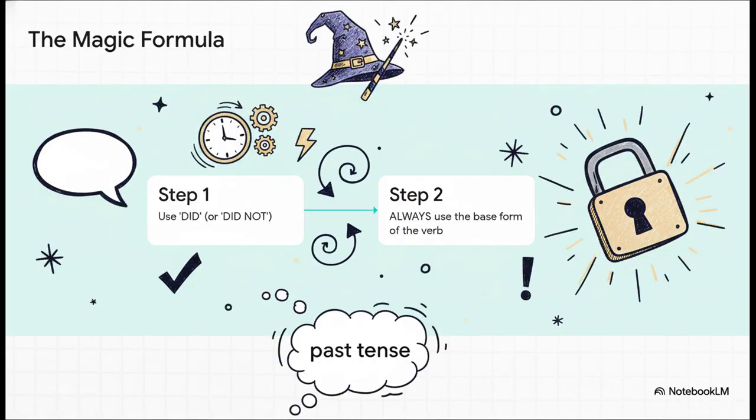It's just two simple steps. First, you bring in a little helper verb, did, for your questions, or did not, which we usually shorten to didn't, for negatives. Now, here comes the magic part that so many people forget. Because did is now doing all the heavy lifting, it's showing that we're in the past, the main verb gets to just relax. It goes right back to its original, normal base form.